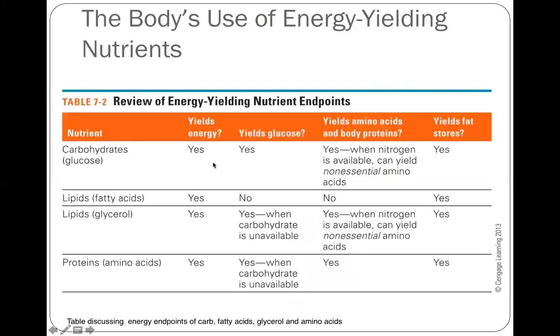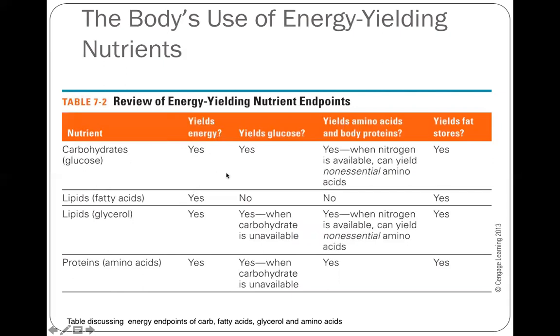All right, so this is a similar table, kind of going off that previous picture, and it's looking at the macronutrients and their pathways through metabolism. So if you note, we have carbs, we have lipids, which are broken down into fatty acids and glycerol, and we have proteins. All of the compounds can yield energy. And so energy, remember, is ATP. So we can make energy from carbs, lipids, fatty acids, glycerol, and amino acids.